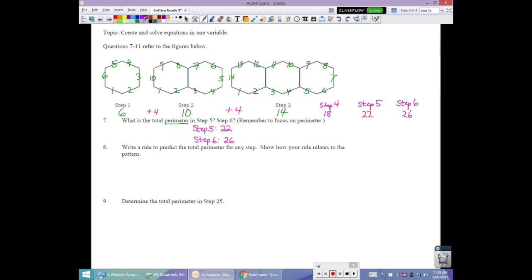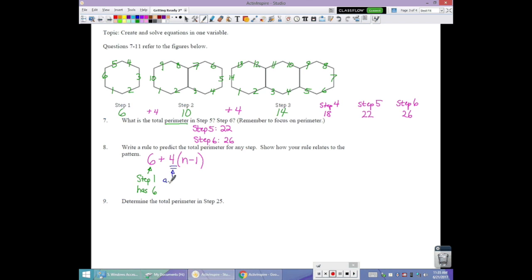All right, and number 8, we need to write a rule so that we can predict the perimeter for any step, call it step n. Okay, so one way to do this would say I'm starting with the 6 that's in the first figure, plus I add 4 for each additional figure. So start with a 6, add 4 repeatedly.